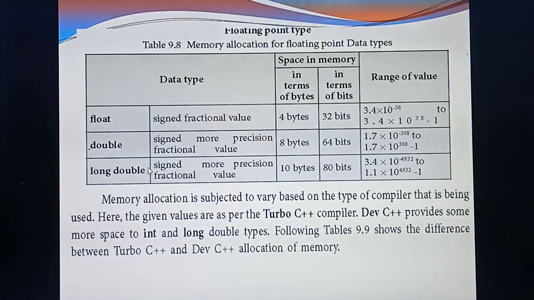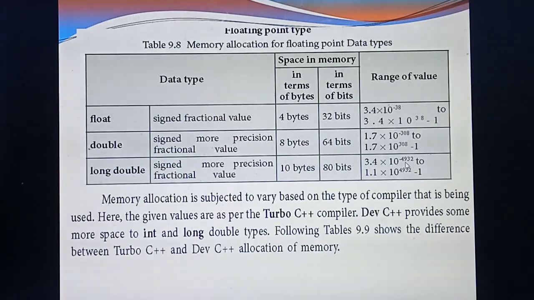Okay. Next, long double means signed, more precise fractional values. Here, see, double means 1.7 into 10 to the power minus 308. Long double means 3.4 into 10 to the power minus 4900. That is the highest value. That is a more precise fractional value. Double is also signed. Here, in floating data types, all of them need a signed value. Then only it will accept.